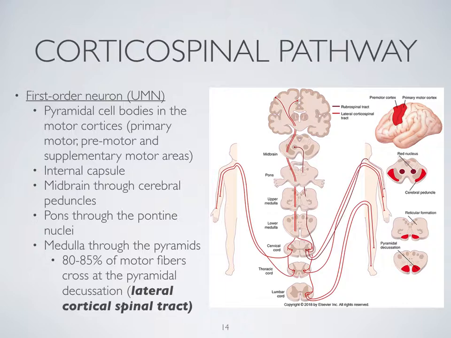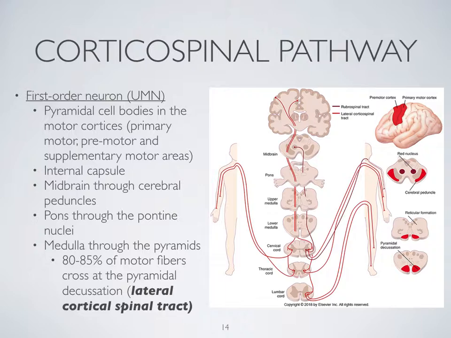So we're going to start at that, and like we just discussed a few slides before, we're going to start at those pyramidal cell bodies in our main motor cortices: our primary motor, premotor, and supplementary motor. Now they're going to filter through that internal capsule, which is again a white matter structure. Going down to the midbrain, going into the pons, where we're receiving information from the contralateral cerebellum to help with our blueprint or plan for our movement.